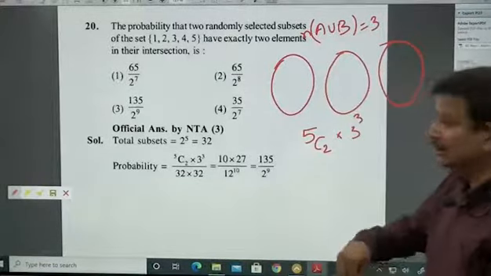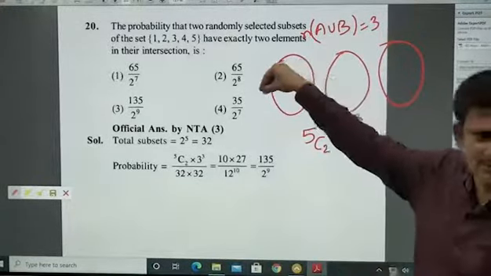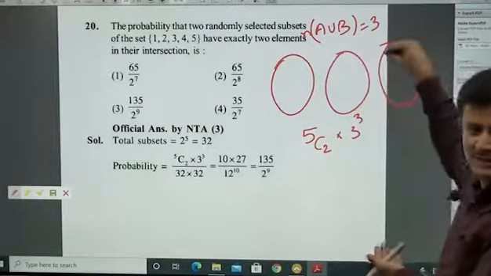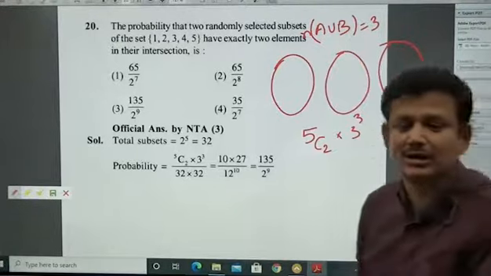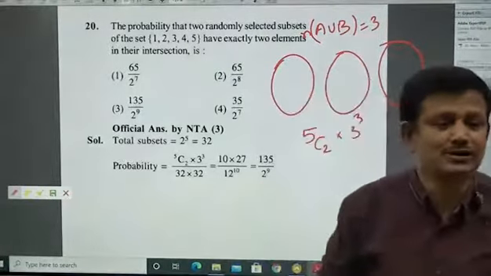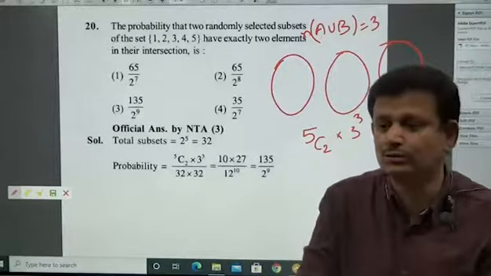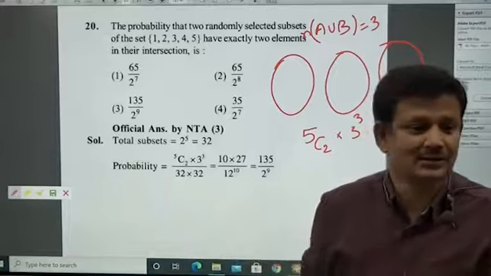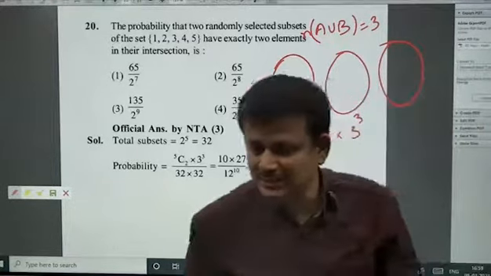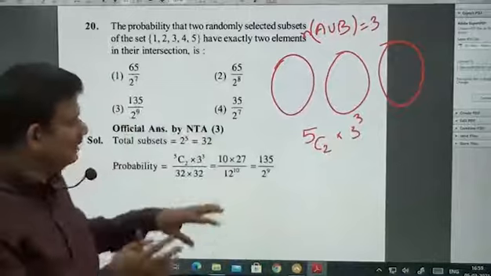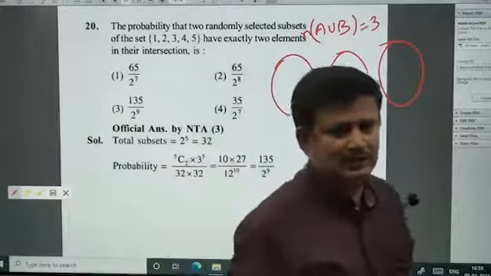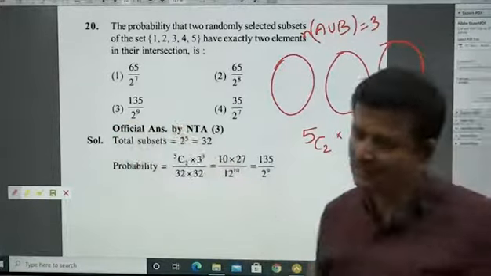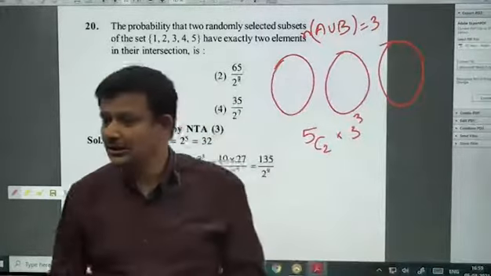Or you can take one element. Decide whether to put it in A or not: 2 ways. Decide whether to put it in B or not: 2 ways. Decide whether to put it in C or not: 2 ways. How many ways can you decide with one element? 2 into 2 into 2, 8 ways. One way is putting it nowhere, which you remove, leaving 7 cases. So any big question you can do. Even if you have an n-element set with m subsets formed, still you will be able to do the question. Yes or no?